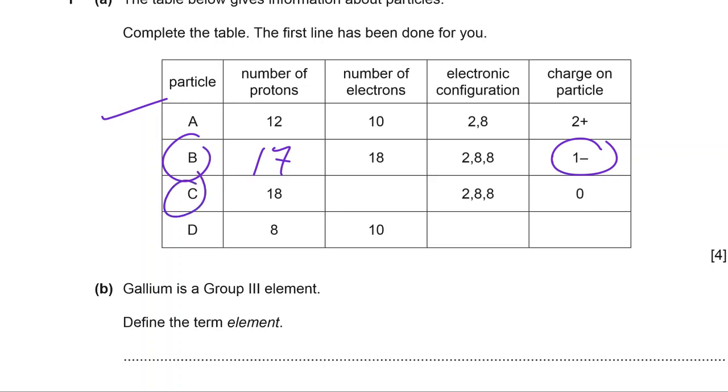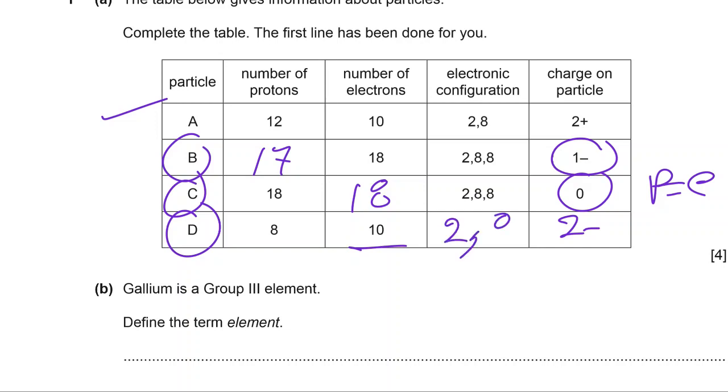In the C, again, you have to look at the charge on the particle. How is it? 0. That means here protons equal electrons. And D, look at this one. We don't know what's the charge, but you have the number of protons and electrons. Number of electrons is more than protons by 2, so it's 2 minus. Okay, so what's the electron configuration of 10 electrons? It will be 2, 8. First energy level 2 and the second energy level, it's 8.